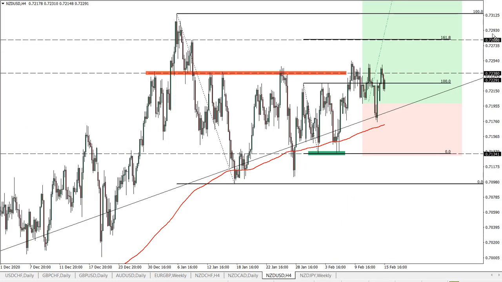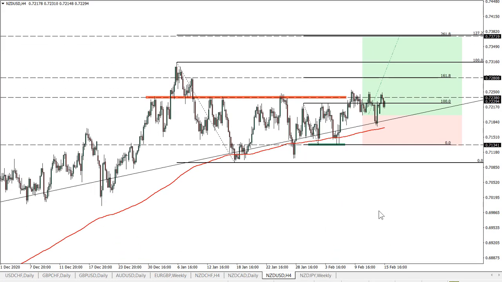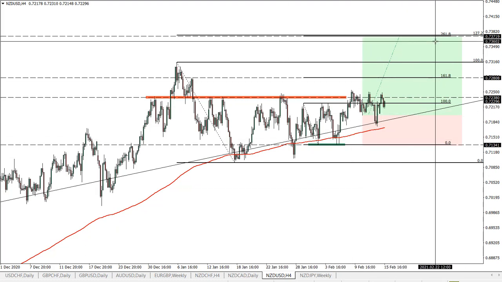So New Zealand US dollar, we had an analysis last week, and clearly this was a bullish analysis. We suggested that it might be rising while the probability remains in favor of the bullish trend.